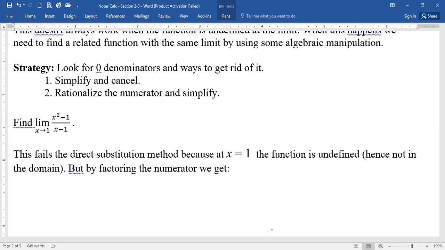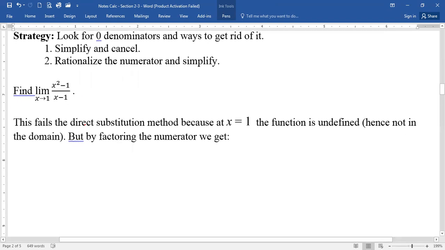Okay, so look at this one. Finding the limit as x approaches 1 of x squared minus 1 over x minus 1. Well, if I tried to plug 1 in here, it failed, right? I can't do direct substitution because I get 0. It's undefined there. So in other words, 1 is not part of the domain here, is it? Okay, that's one of our restrictions.